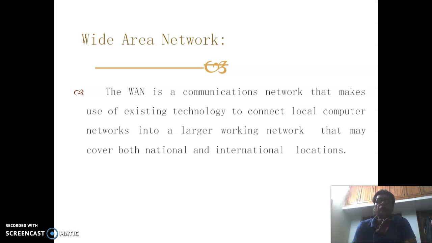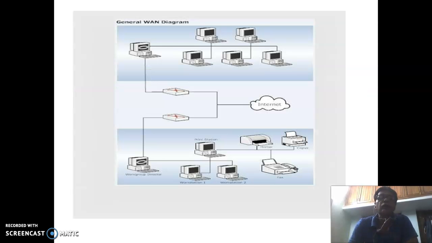Even in this network, we can connect from one place to another, from one country to another country. Actually, this is the diagram of the wide area network. In this case, this is your internet, and this is connected to this network, and another one is this network. So the whole area can be covered by this WAN.